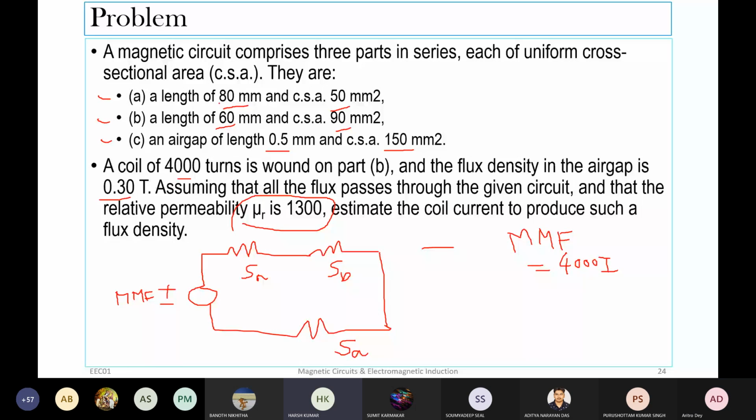Sir, only one doubt is there. The flux that is there, 0.3, sir, it will be the same for all the three elements, A, B, and C, because it is in series connection. Yes. Mu r you're talking about now? No, no, sir, not mu r. I'm saying the flux phi, that is actually equivalent to the current which we have. It will be the same. What is there in the air gap, the same will be through all the parts.